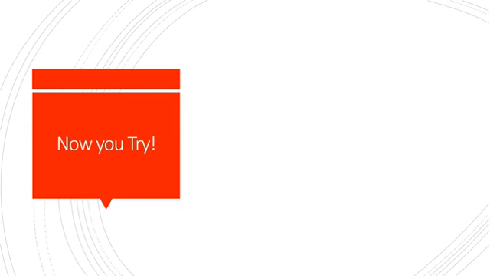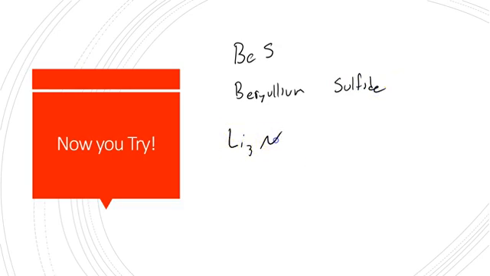So pause now. Hopefully you tried them, but if we look at BeS, we write the name of the first thing. So the first thing is just beryllium. S is sulfur, but because it's just that element, we change it to -ide, so sulfide. And then the other one was Li3N. Well, Li is just lithium, and we write the name of the first thing, so it's lithium. N, it's just an element, so it's nitrogen, but we change the ending to -ide, so it'd be lithium nitride.